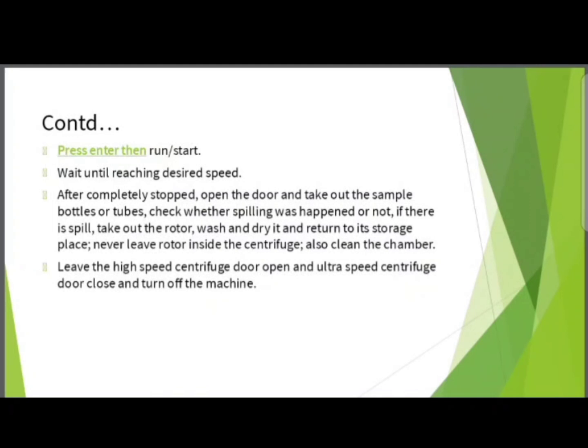Press enter, then run start. Wait until reaching the desired speed. After it completely stops, open the door and take out the sample bottles or tubes. Check whether spilling has happened or not.